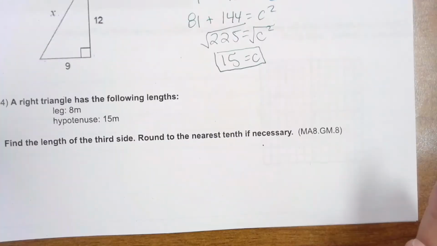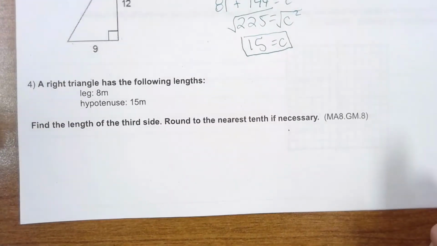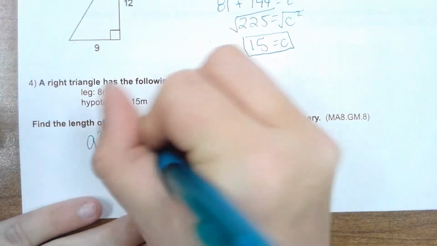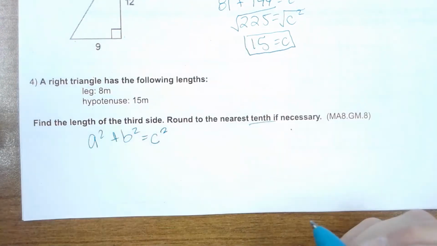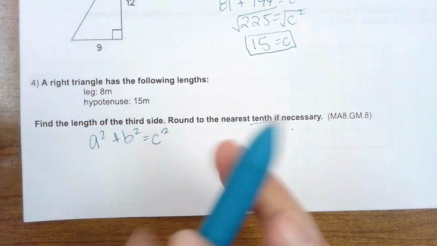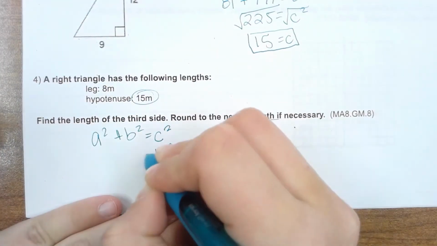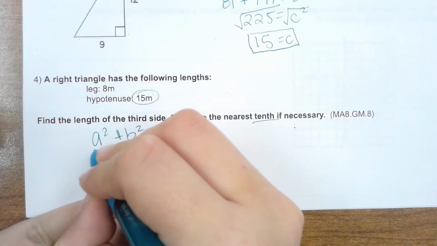Alright, and then last one on the front page here. A right triangle has the following lengths. One of the legs is 8 and a hypotenuse of 15. Find the length of the third side. Round your answer to the nearest tenth if necessary. Okay, so as always, start with that formula, a squared plus b squared equals c squared. I am going to start plugging in my numbers where they belong. Your hypotenuse is your biggest number, and that's your c. And for your legs, it does not matter which one you plug in for a or b.